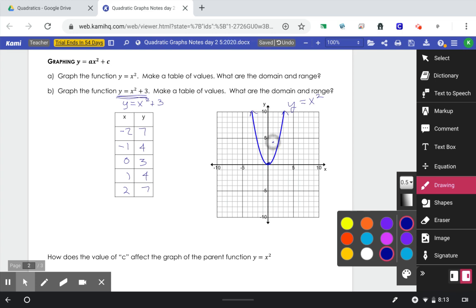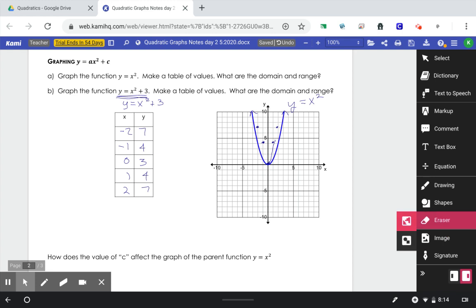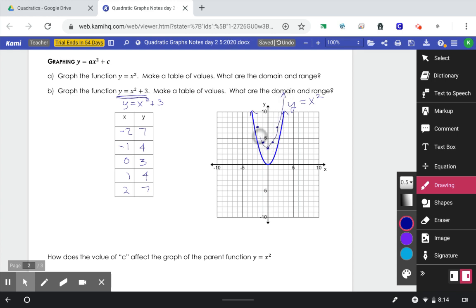Let's see, 1, 4, negative 1, 4, and 2, 7, so negative 2, 7. Oh, whoops. I graphed that first point wrong. Right here, 0, 3. So this is going to come up and out. This is going to come up and out. And this is y equals x squared plus 3.